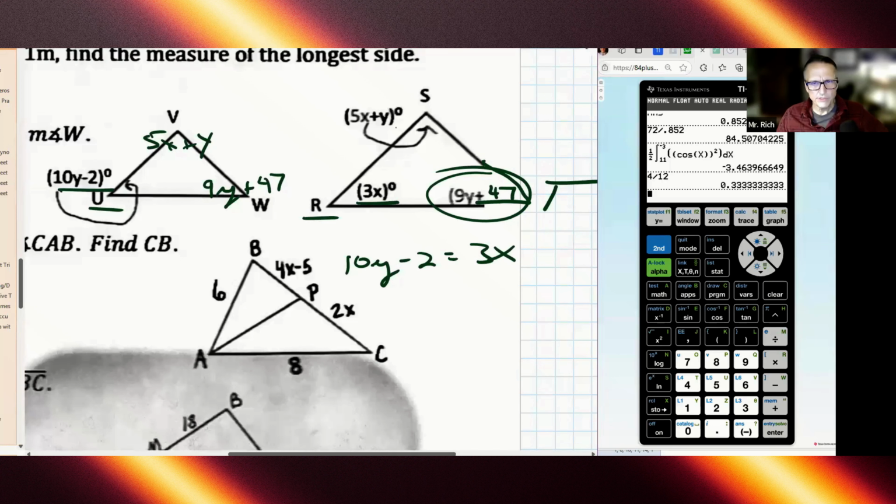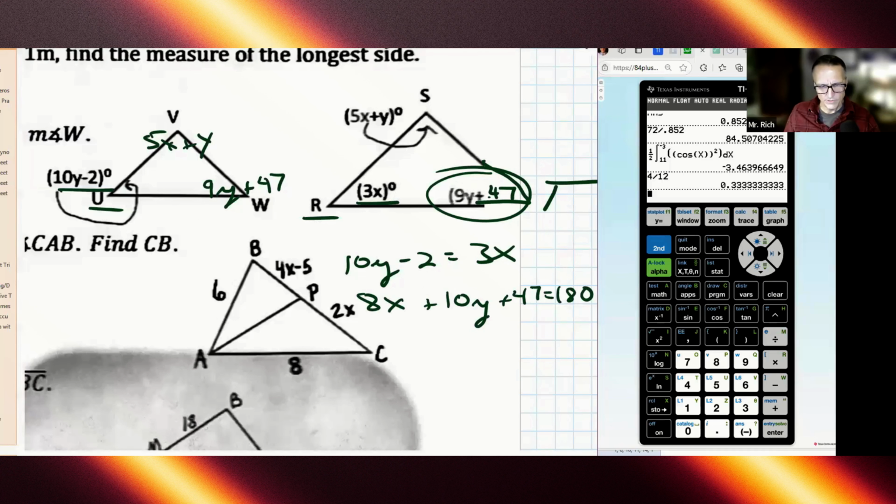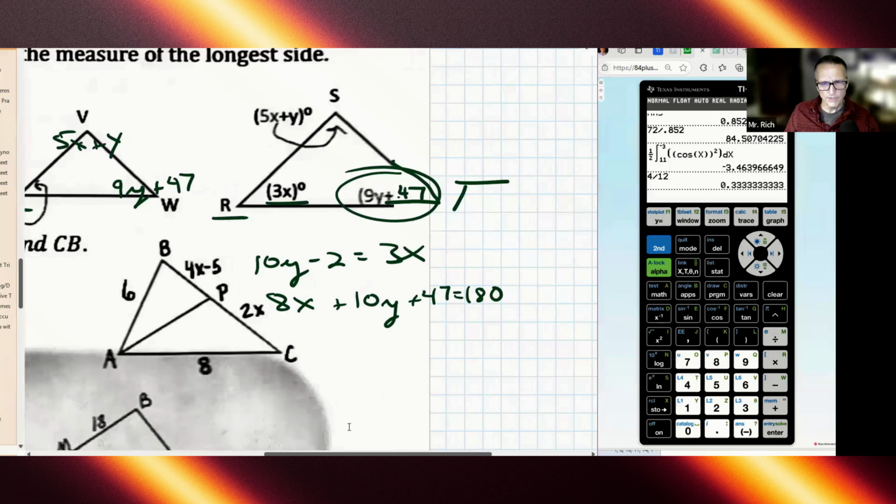I think that's the only other relationship that seems obvious to me: if I add all three of those angles, I get 3x plus 5x is 8x. There is a 9y and a 1y. That would be positive 10y. There is a plus 47. And the sum of those three angles must be 180. So it looks like that's what I'm going to do. I think so. And look at the substitution. That looks like it's going to be pretty easy.